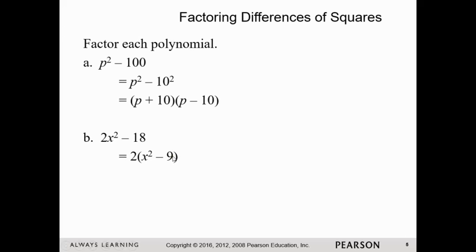Remember, we use the difference of two squares formula here. The square root of the first plus the square root of the second times the square root of the first minus the square root of the second.